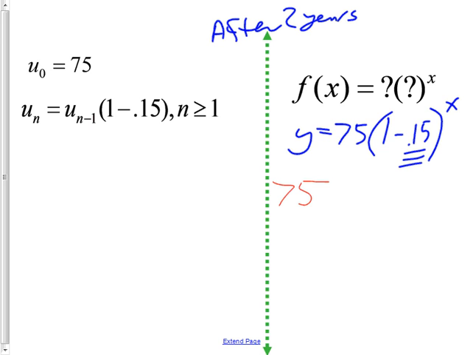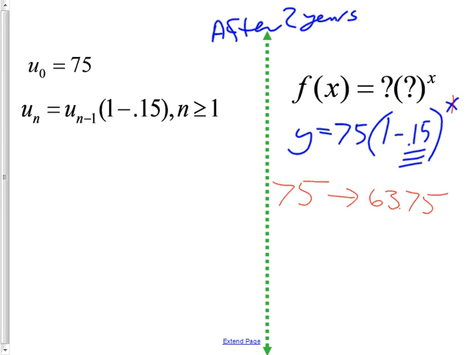So that would be if you put in a 1 right here. And you'd have 15% less. I'm going to get to the answer in a second here, but I think some of you are going to have the wrong answer, and I want you to see why. So I go 75 times the 1 minus the 0.15, which is 0.85, and that would be 63.75. That's kind of by the end of the first year. You get what I'm saying?